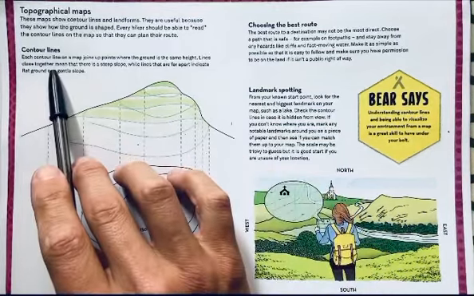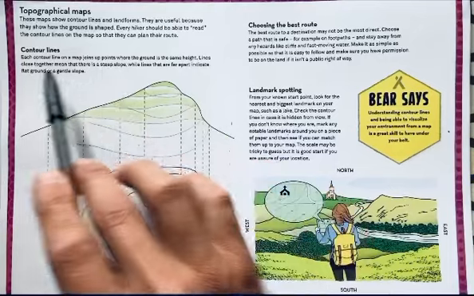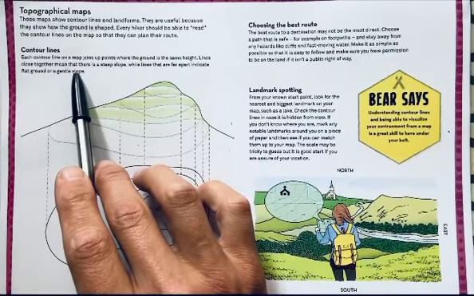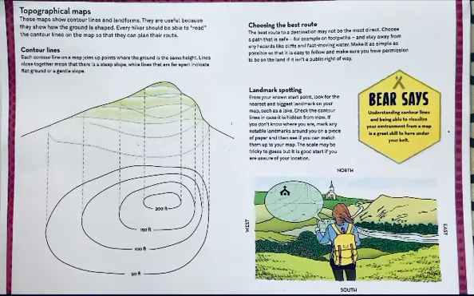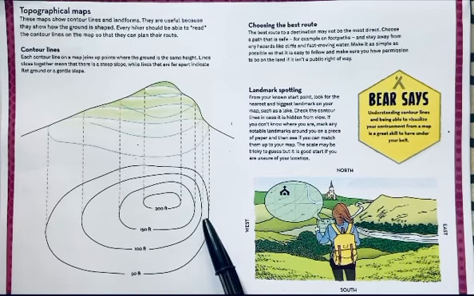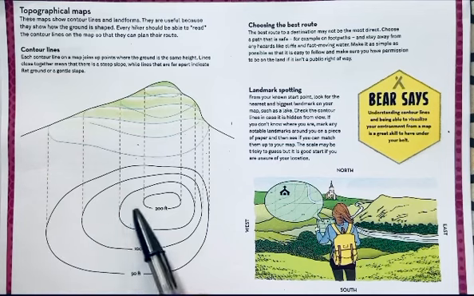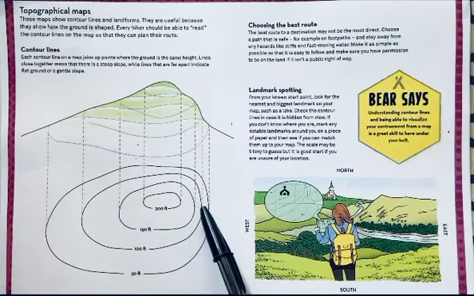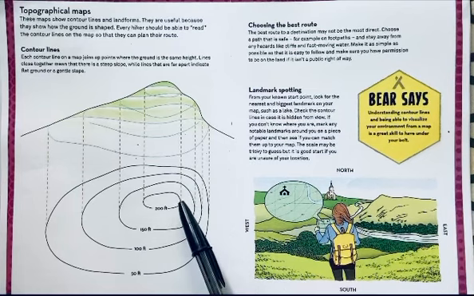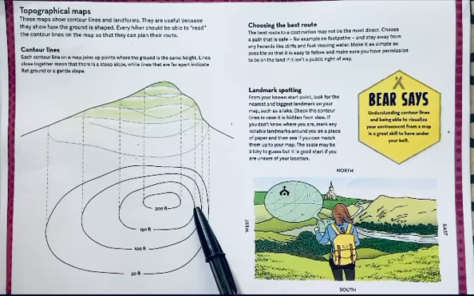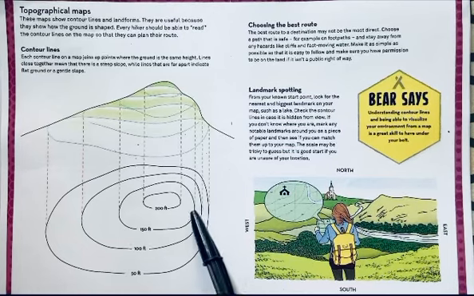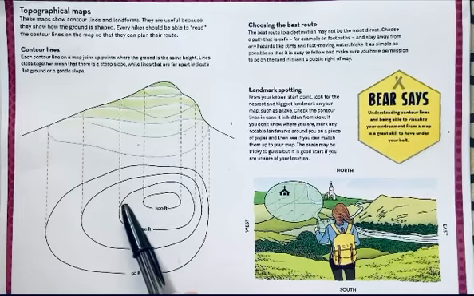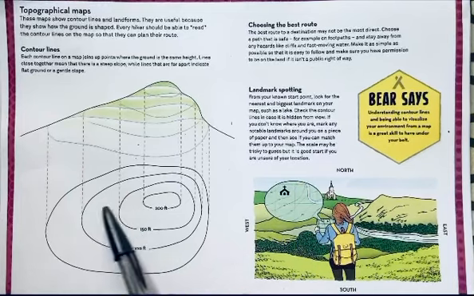Lines close together mean that there is a steep slope. So for example, if we compare the right side of the contour lines to the left side of the contour lines, we can see that these lines are much closer together. The space between this line and that line, and the space between this line and that line, are much closer than the space between here and here, or here and there.